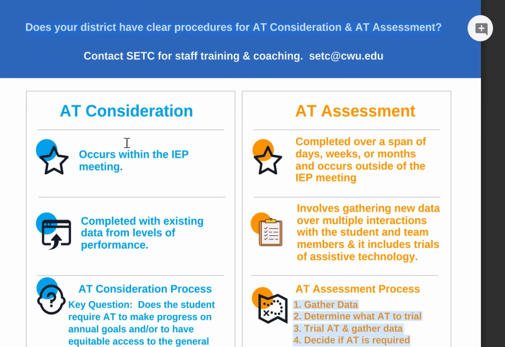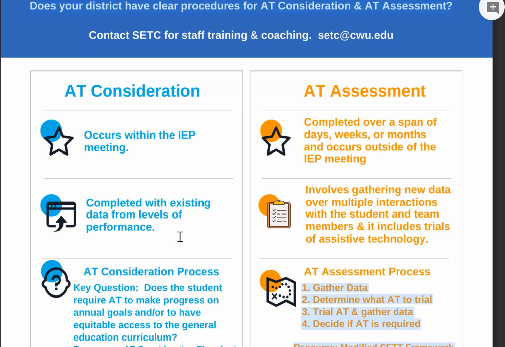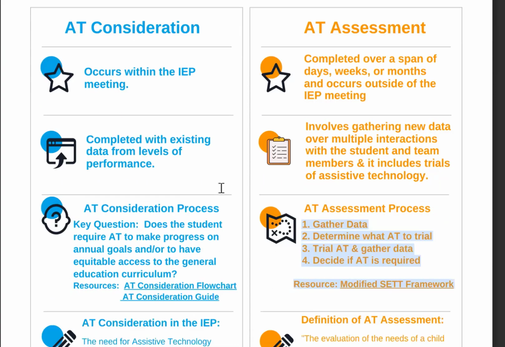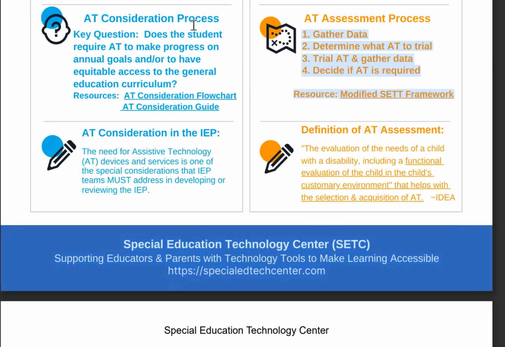That's one difference. An AT consideration is completed with your existing data from levels of performance, whereas the assessment involves gathering new data over multiple interactions with the student and the team members, and it includes trials. The AT process has two key questions: does the student require AT to make progress on annual goals and have equitable access to the general education curriculum? Whereas the AT assessment is a process where you're gathering data, determining what AT to trial, trialing the AT and gathering data from those trials, and then deciding if the AT is required.